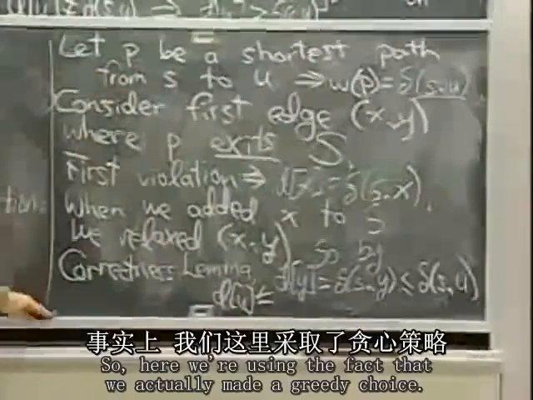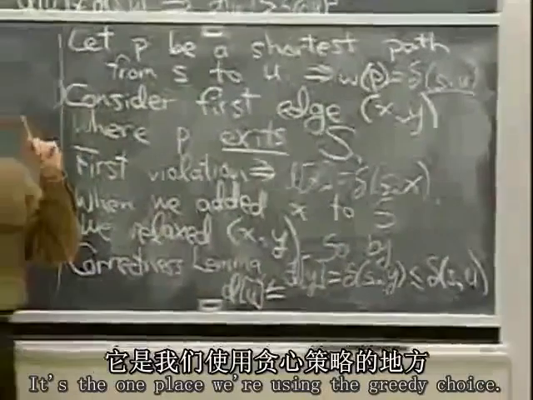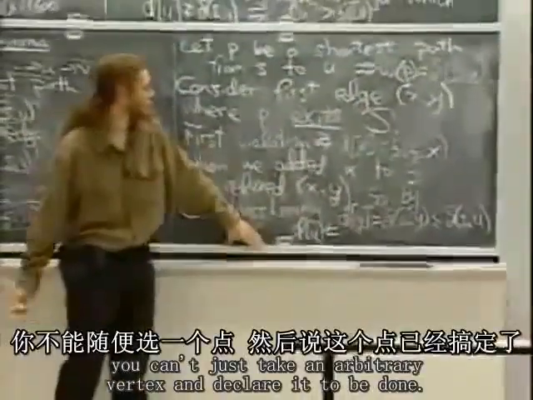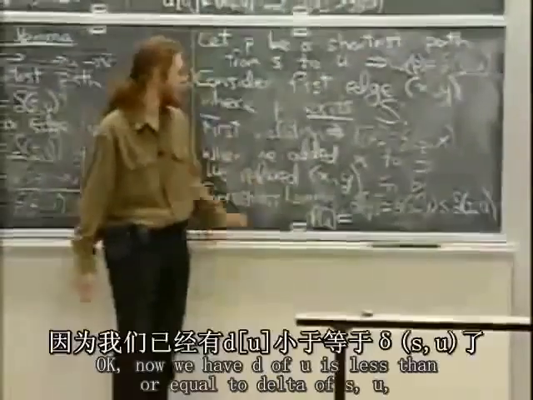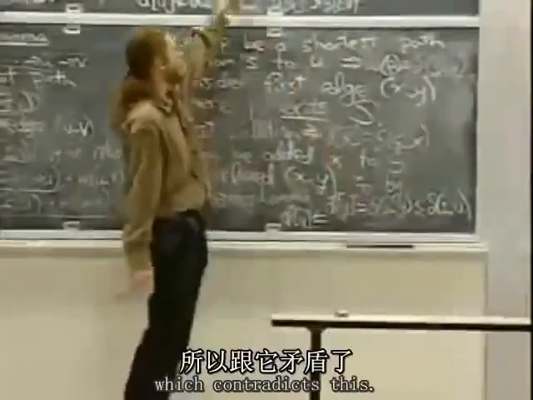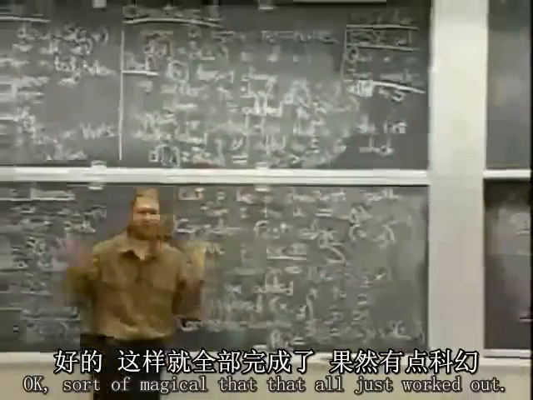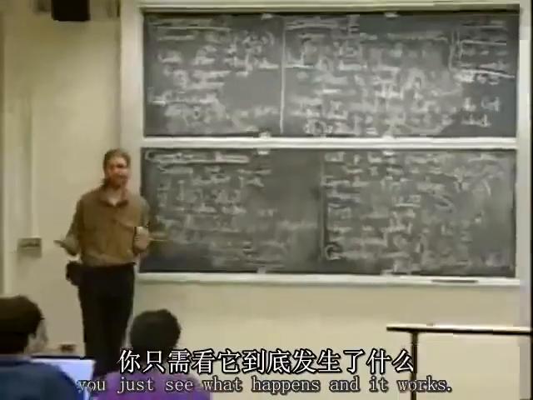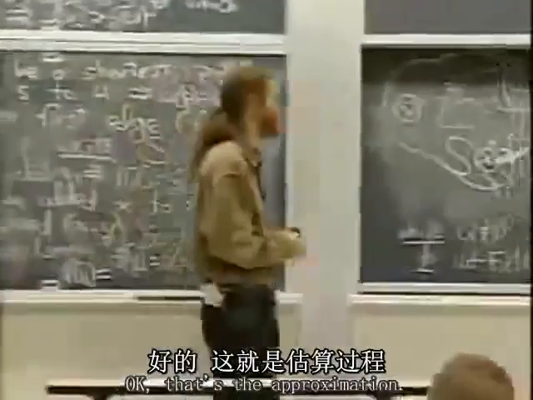Just now, here we're using the fact that we actually made a greedy choice. It's the one place we're using the greedy choice. Better use it somewhere, because you can't just take an arbitrary vertex and declare it to be done. Got to take the greedy one. Now we have d of u is less than or equal to delta of s u, which contradicts this. Sort of magical that it all just worked out, but like the previous proofs, you just see what happened, and it works. That's the approximation.